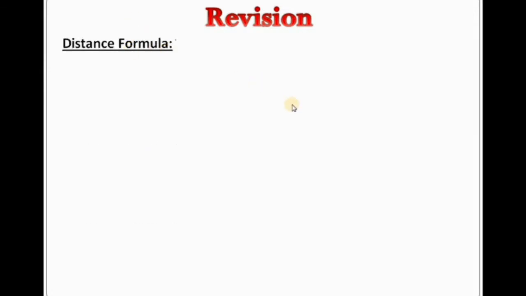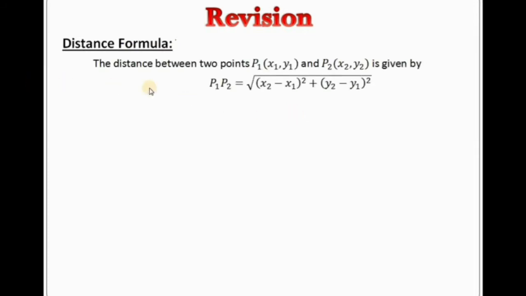So the first thing that we learned is something called distance formula, which you have learned in your class 9. The distance formula is given by this particular formula where the coordinate of P1 is given as x1, y1 and the coordinate of P2 is given as x2, y2. So this is your distance formula.